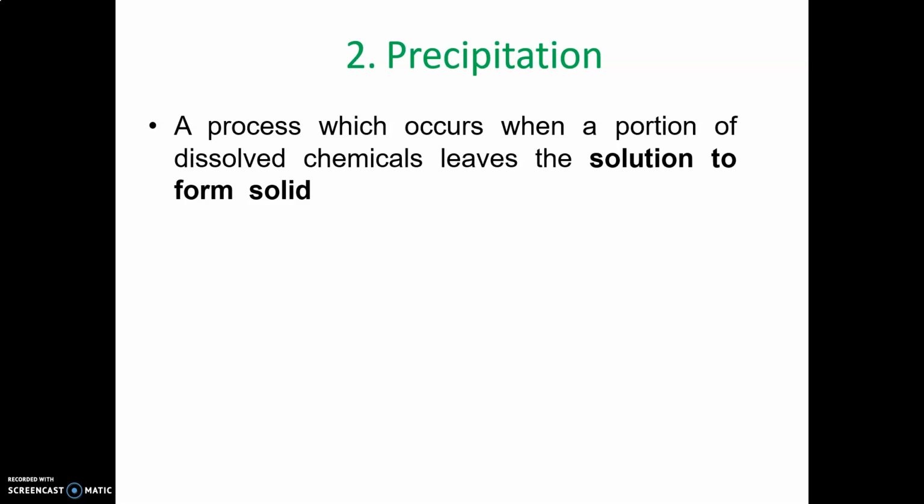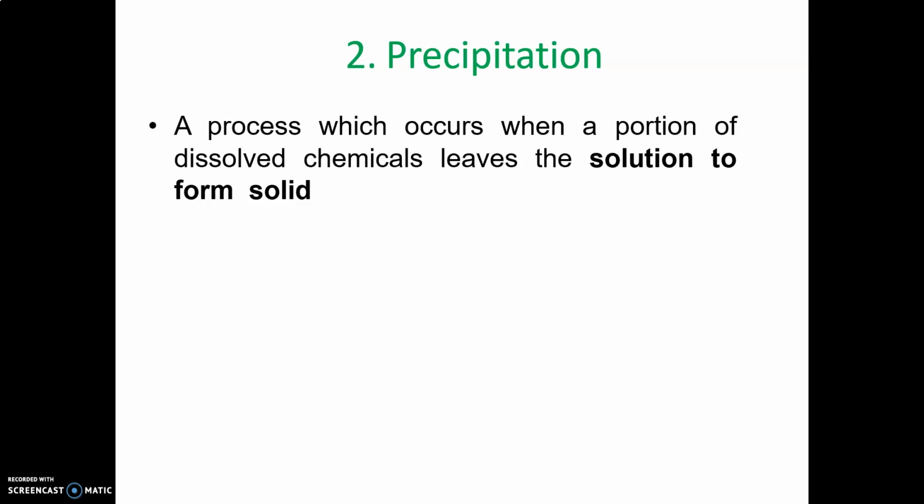So please remember they have 6 steps. The first one is preliminary treatment, and then the second step, which is precipitation, which I will explain in this video, and the third step is digestion, and then filtering and washing, and the fifth step which is drying and ignition, and the last one is calculations.